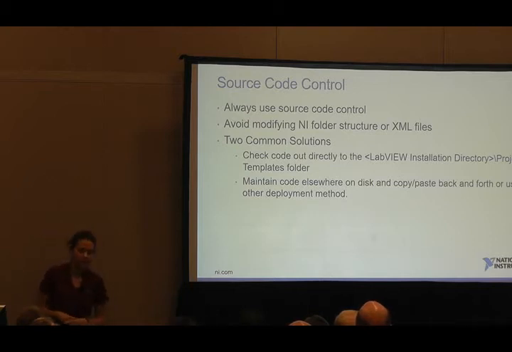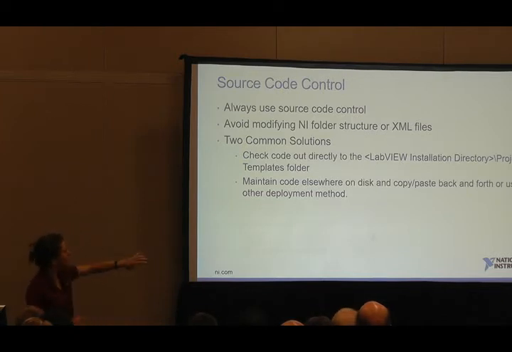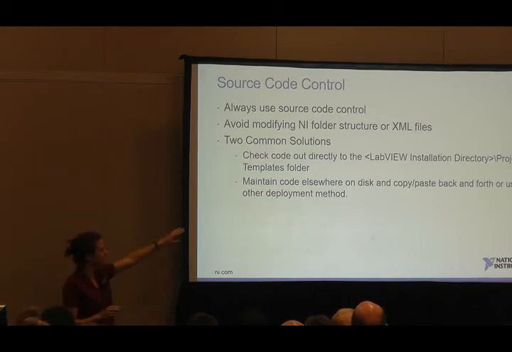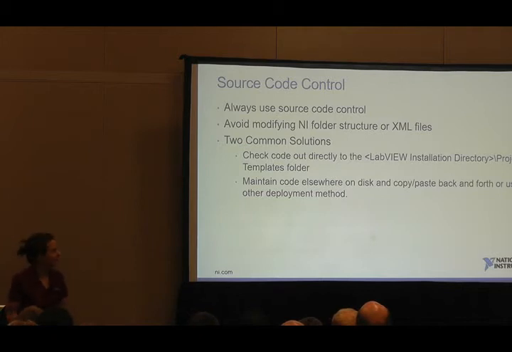Now, there are two common solutions I've seen people use for source code control. The first is to check my code directly out of my repository to the LabVIEW installation directory project templates folder. That's kind of okay, but it depends on what you're doing. The one I like better is kind of what I did today: maintain your code elsewhere on disk and copy and paste back and forth as you're doing your development. Like I had my code, you had asked that earlier, just sitting on the desktop. I make some changes to it, and then I copy it back over to the folder and see if my change is carried or if it's behaving as I expect. It's kind of a mixture is what I do.